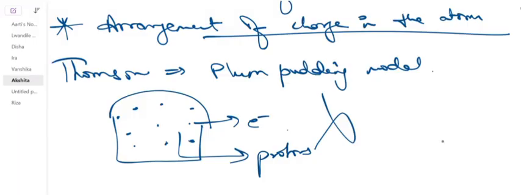That the positively charged part will get more and more attracted with the electrons. Hence, there will be some spaces which will remain vacant or empty. Hence, the plum pudding model will not have a uniform field inside. Correct? So this was the first failure.